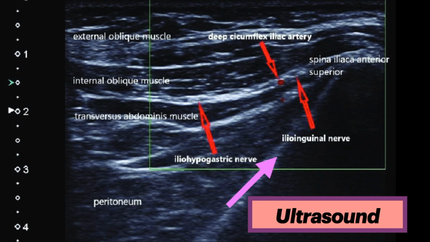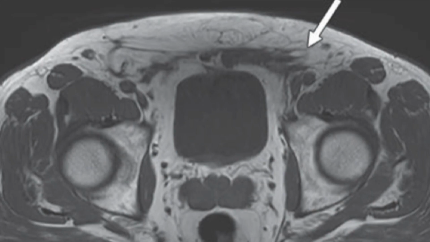Here's the appearance of the ilioinguinal nerve on ultrasound. It is adjacent to the deep circumflex iliac artery and the anterior superior iliac spine. Here's an elderly male with history of bilateral inguinal hernia repair, presenting with left groin pain. This axial T1 weighted image shows prominent scarring in the left inguinal region.